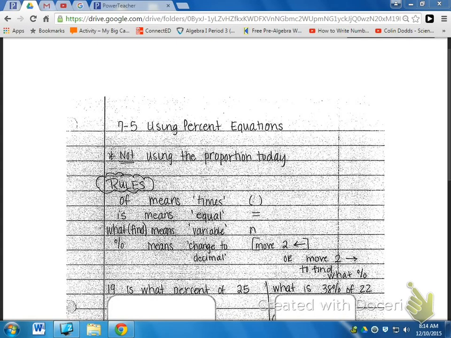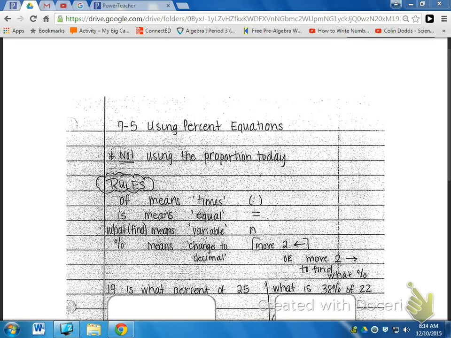7.5, using percent equations. So you're going to have the exact same kind of problems as yesterday, but we are not using the proportion. You may not use the proportion today. I want you to learn both ways, and then you can determine on your own later which way you feel the most comfortable with and use it when you have to do percent equations or problems. But today you have to use this method.